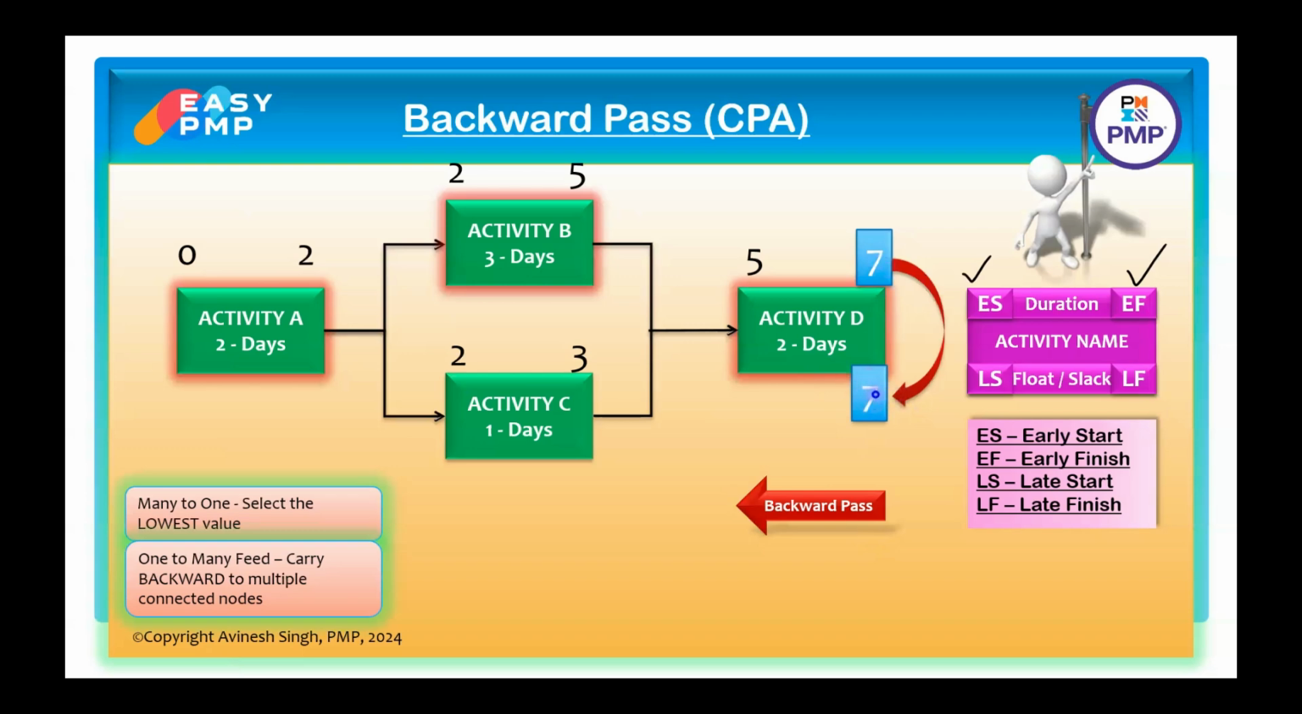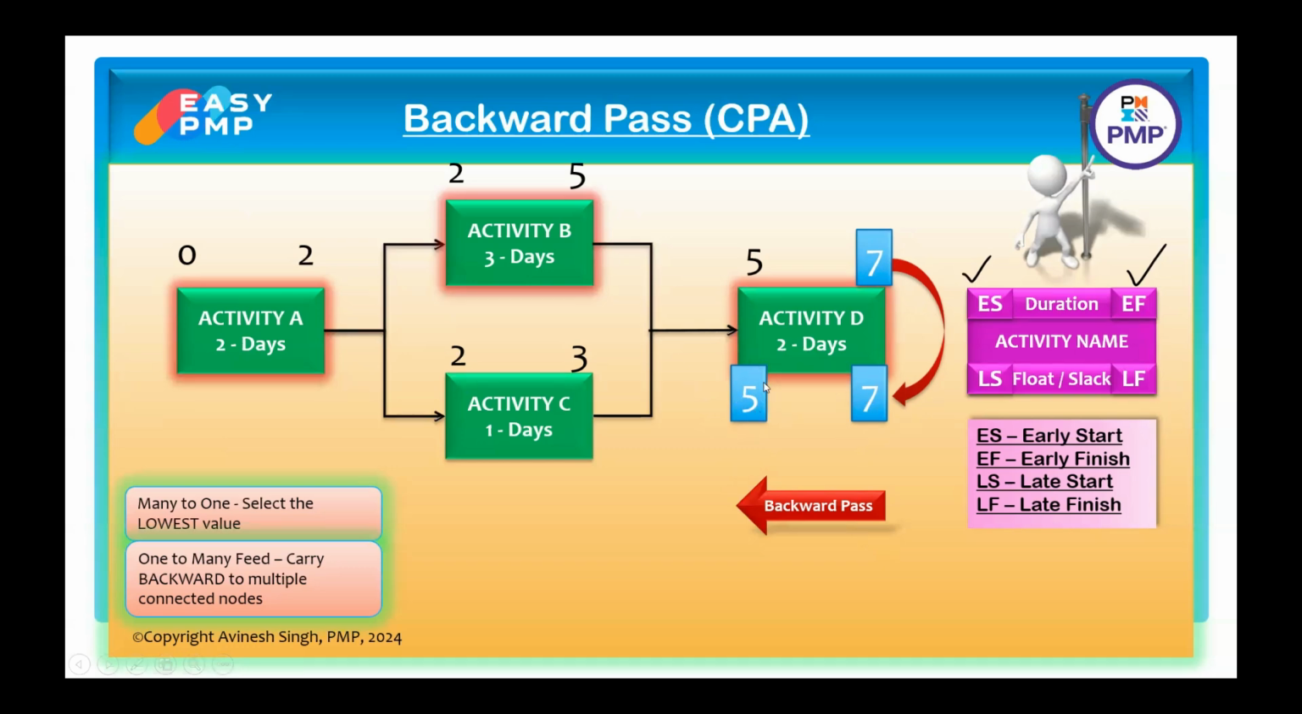Now we have to derive in the backward pass when this activity should start. So 2 days duration ending on 7th. So 7 minus 2, this activity will definitely start on 5th. If you go forward, you can see starting on 5th and it has 2 days duration. It should end on 5 plus 2, 7th day. But we did this in the reverse direction as a backward pass.